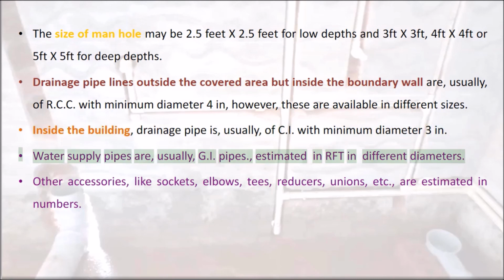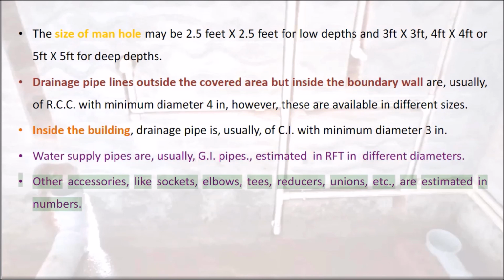Water supply pipes are, usually, GI pipes, estimated in RFT in different diameters. Other accessories, like sockets, elbows, T's, reducers, unions, etc., are estimated in numbers.